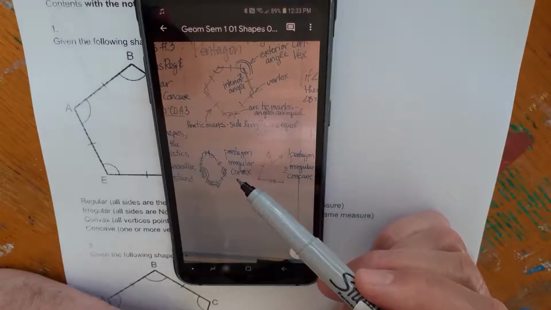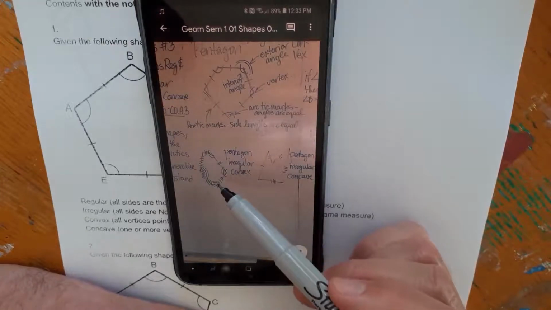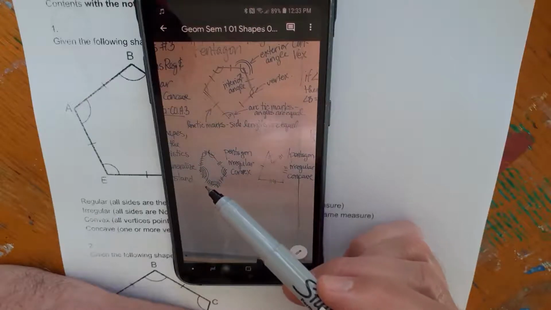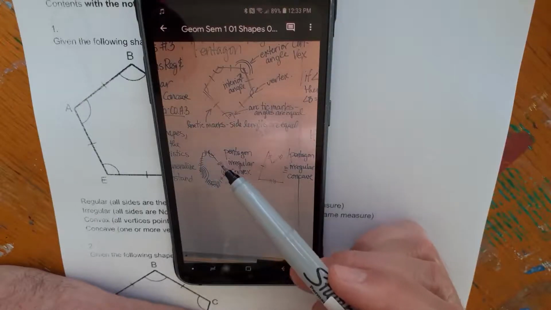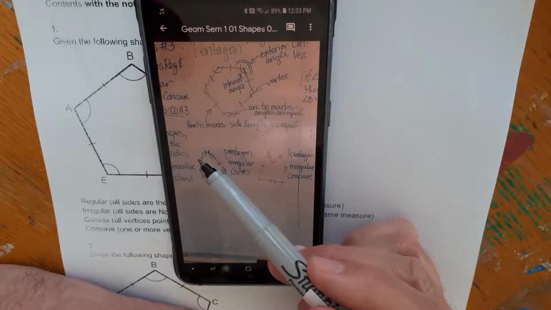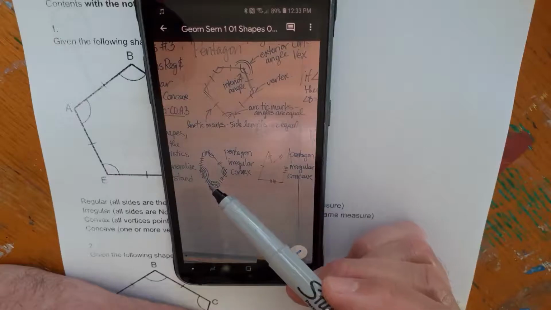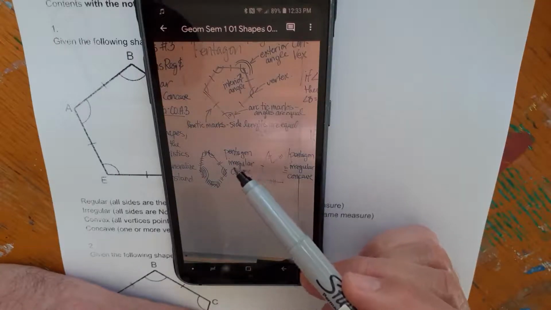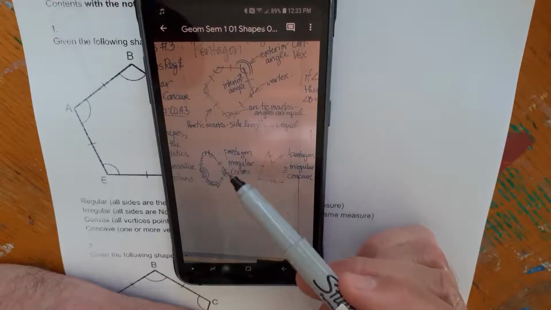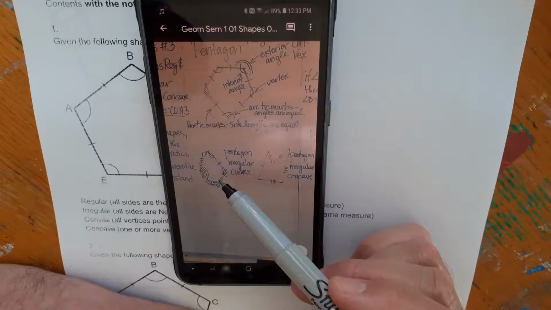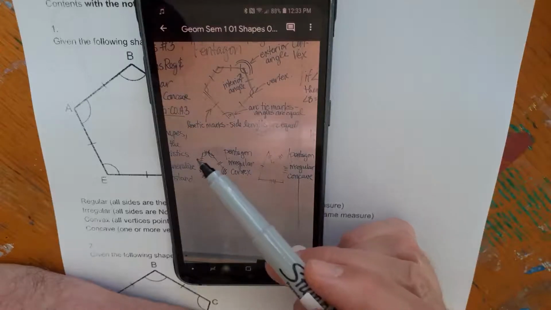Pentagon, irregular, convex. So notice these different tick marks. This one has 1, 2, 3, 4, 5 tick marks. That tells us that every one of these sides is a different length. This tick mark in the angle tells us that all of these angles are different measures. So we can have an irregular pentagon. Pentagon means 5 sides. Irregular means none of the sides are an equal length and none of the angles are an equal measure, at least not all of them are. Convex, because all of them point out.